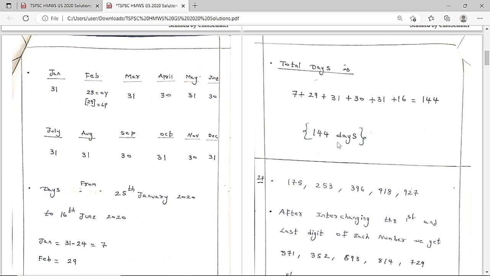So always remember January, February, March, April, May, June, July, August, September, October, November, and December. So in total we have 12 months, right? So I am going to divide them into 2 equal parts, 6 and 6. January, February, March, April, May, June, July, August, September, October, November, December.